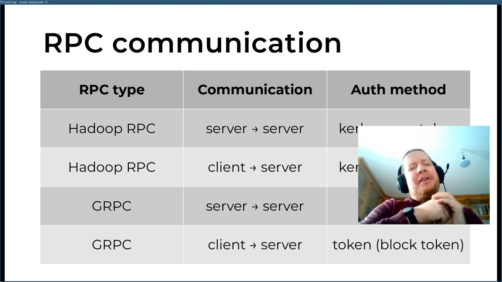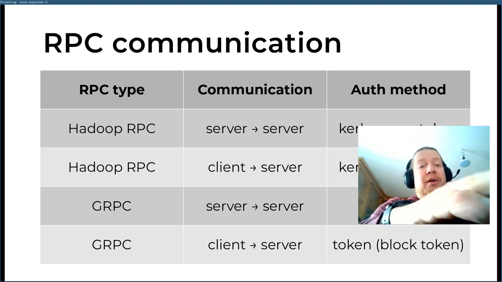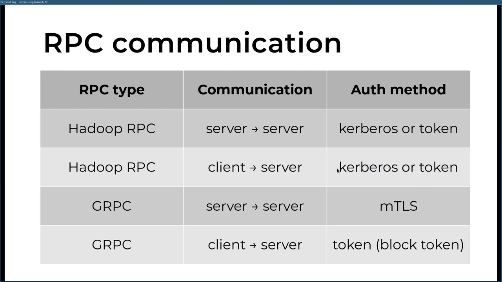But let's talk about the security. When we are talking about the security of the RPC calls, we should differentiate between the server-to-server calls and the client-to-server calls, because they are different. We can have different requirements. And in Ozone, we have two types of RPC, mainly the Hadoop RPC and the gRPC, which are used. So we should have four answers about the security on the RPC level.